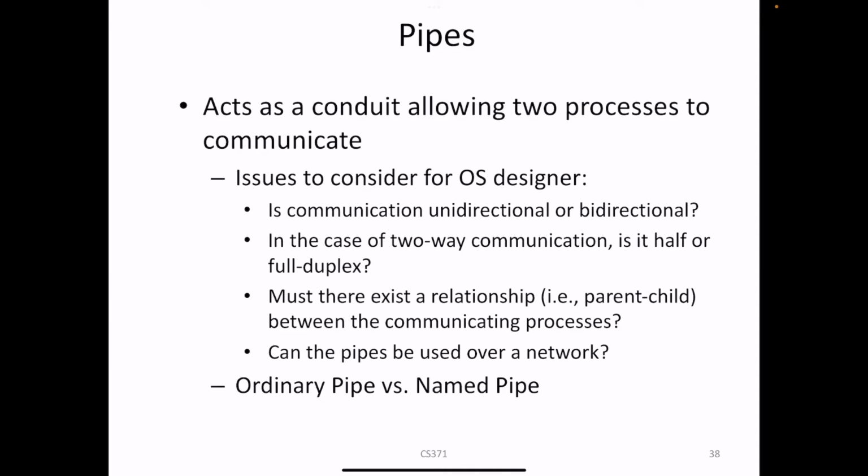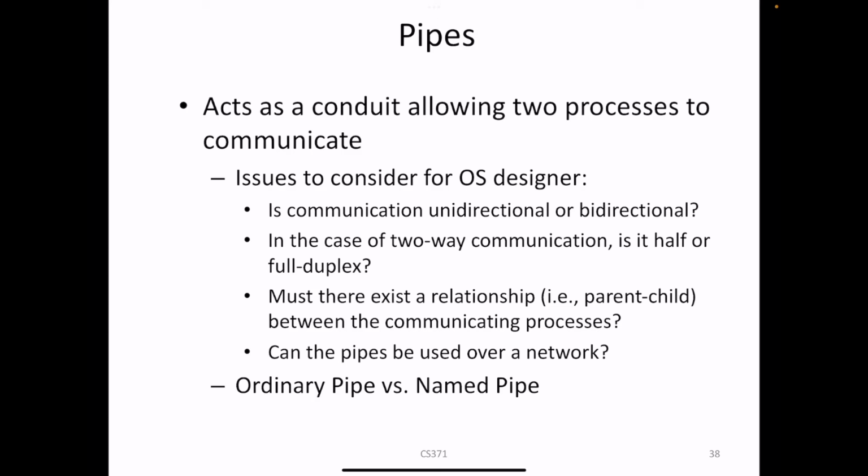So whether this communication is unidirectional or bidirectional. If the communication is bidirectional, whether it's half duplex or full duplex. Half duplex means that when A sends a message to B, B can only receive the data. If B wants to send data to A, B must wait for A to finish sending. Then B can send a message to A. For full duplex, A and B can send messages to each other at the same time, and also A and B can receive messages at the same time.